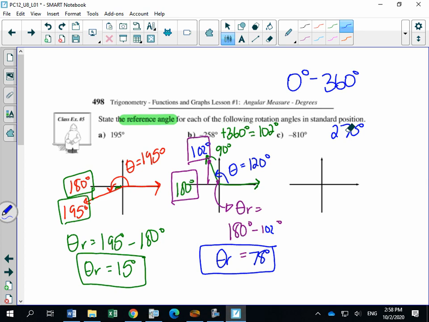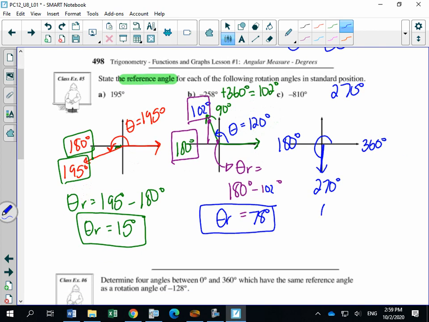This 270 degrees, we know that's 180, this is 270, and this would be 360. So 270 degrees is essentially my angle opening, and it is going to terminate on the y-axis. And the reference angle, well, how many degrees do you go from 270 to 360? That's a 90-degree reference angle. So theta r is 90 degrees.